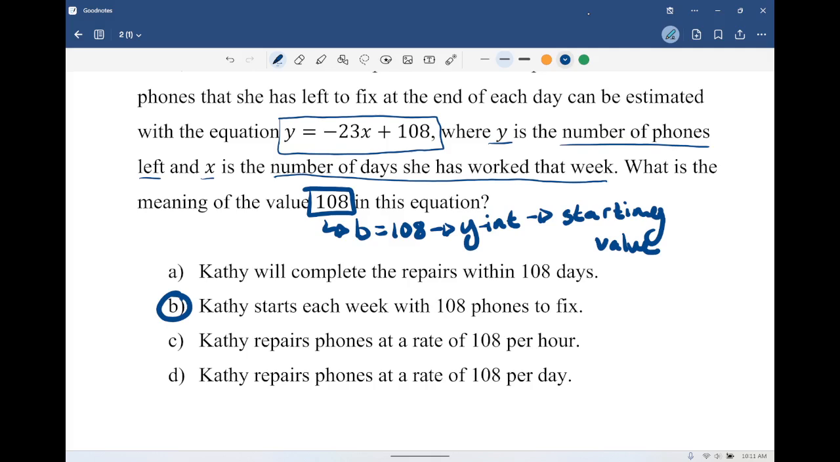All right, again, starts each week. That starting value is what we are looking at. All right, I need eyes. That starting value is what we are looking at.